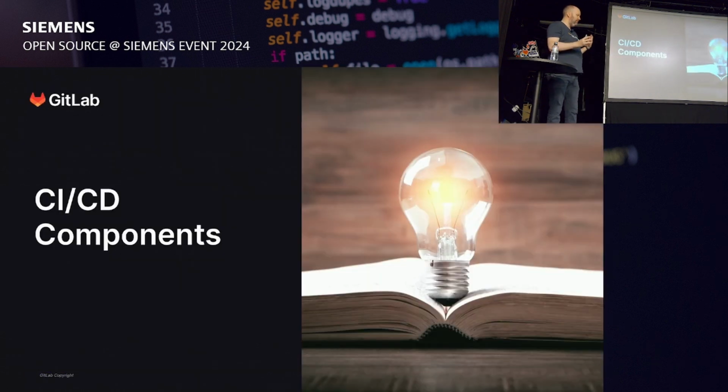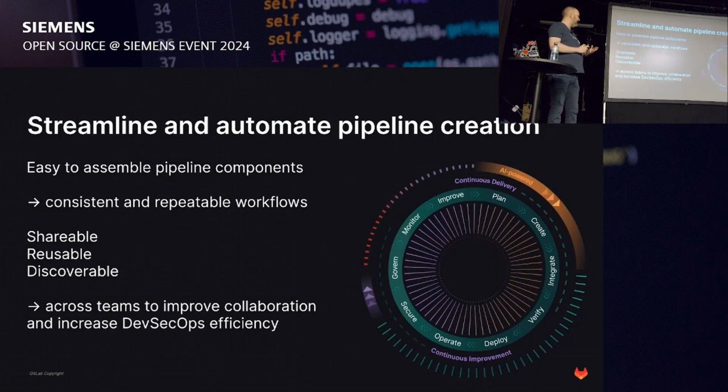One of the ideas that came about was so-called CI/CD components. The idea behind a CI/CD component is that you want to have easy to assemble pipeline components. They should be consistent and provide you with repeatable workflows. You want to share them, you want to reuse them, but you also want to discover them. You can create an amazing CI/CD template or a component.